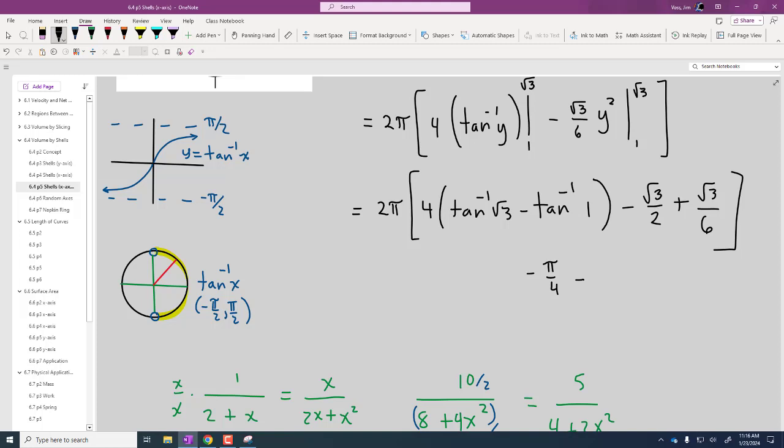And let's get a common denominator over here of 6. Multiply this one by 3 and 3. So we're going to have negative 3 root 3 over 6 plus root 3 over 6. So that's going to give us negative 2 root 3 over 6. So that's that side. And then we have to fill in that one.